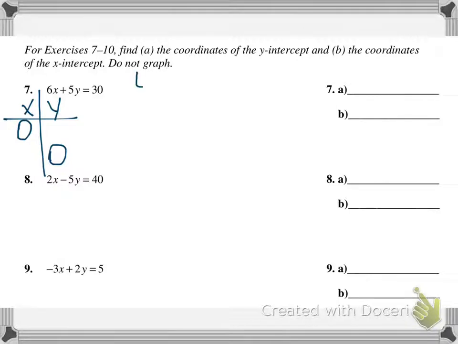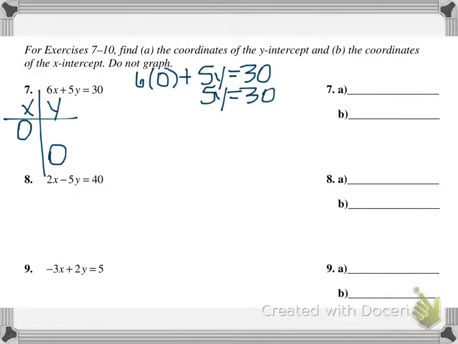So let's find the y-intercept first. I'm going to plug in 0 for my x and solve for y. If you're looking for your y-intercept, then you're going to be solving for y. 6 times 0 is 0, so I'm left with 5y equals 30. And I would divide both sides by 5. And that means y equals 6. So my y-intercept is (0, 6).